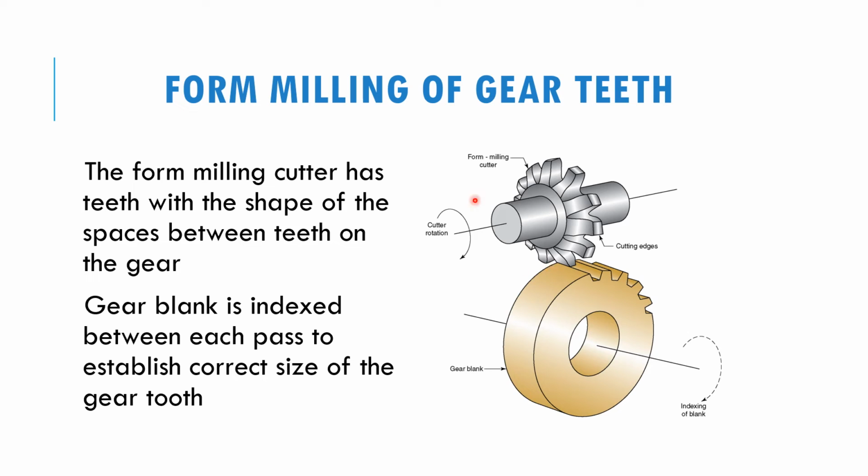In this process, the form tool and the workpiece rotate with certain velocity, which makes the process parallel to each other so that the gear can be formed. The gear blank is indexed between each pass to establish the correct size of the gear tooth. So that's the right word for that operation.